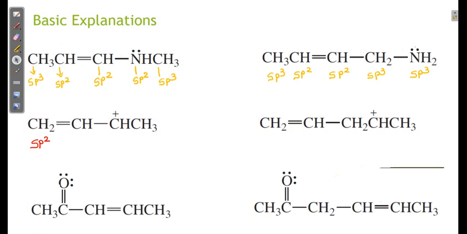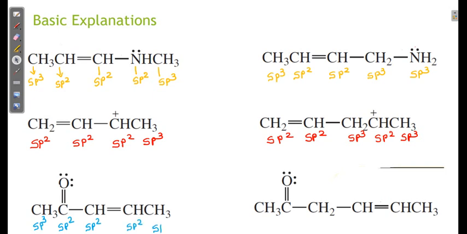sp2, this is also sp2, sp2, sp3, sp2, this is also sp2, sp3, sp2 and sp3. What about this? I can write here sp3, sp2, sp2, sp2, sp3. What about this? sp3, sp2, sp3, sp2, sp2 and sp3.